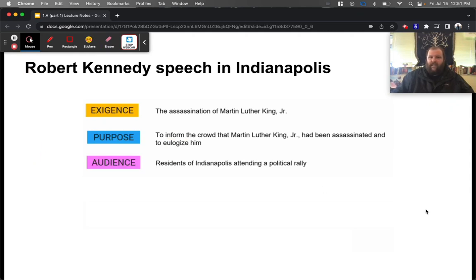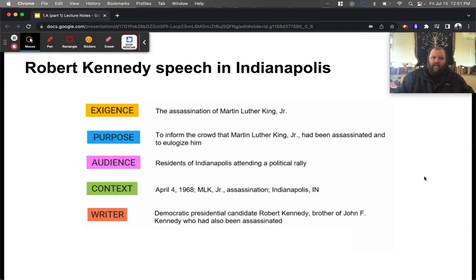It was residents of Indianapolis attending a political rally, right? And then the context was April 4th, 1968, Martin Luther King Jr. assassination, Indianapolis, Indiana. Again, the date and time, the place, and what happened. It's kind of a mixture, right?